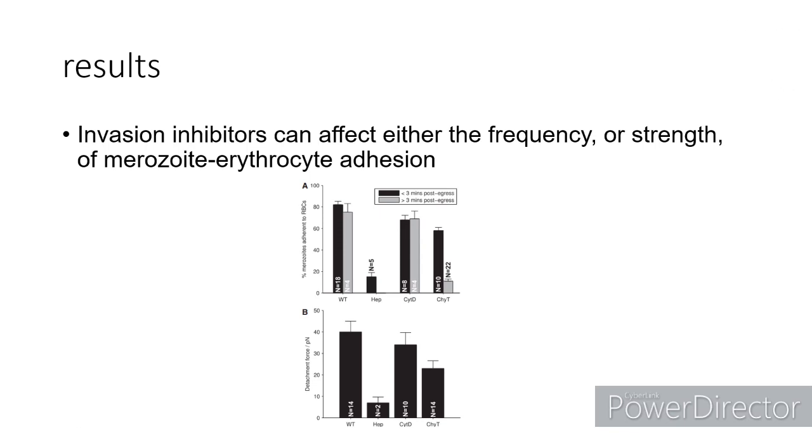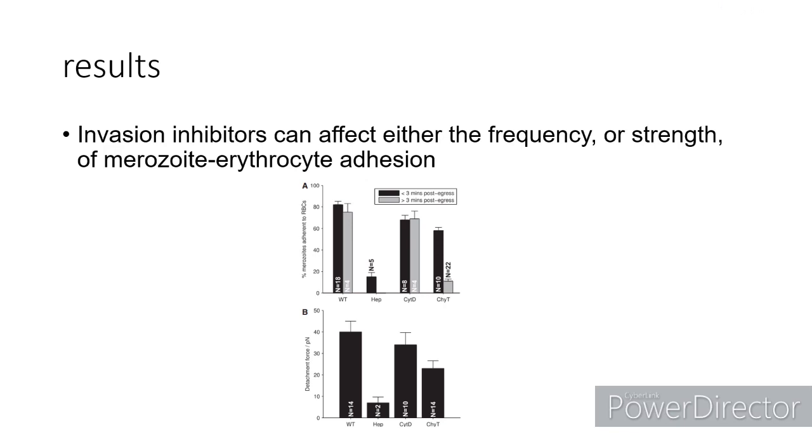And the second drug is cytochalasin D. As in fig A and fig B, we can see the percent of merozoites is almost the same as the wild type, and the detachment force is almost the same as the wild type. But it can still decrease the invasion of merozoites by disrupting the actin myosin motor. So maybe it's not working the same way as heparin.